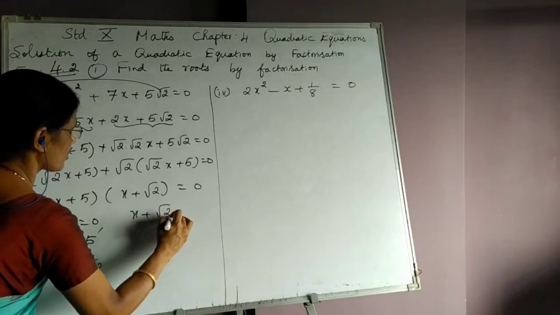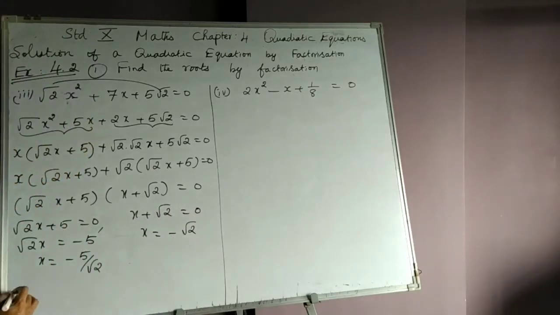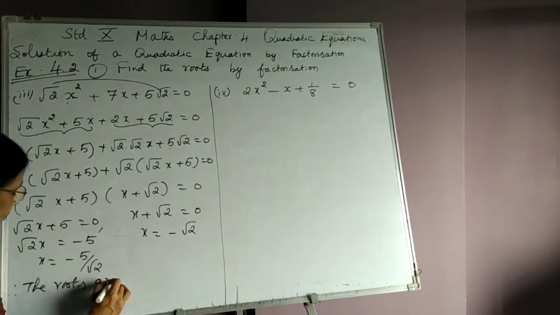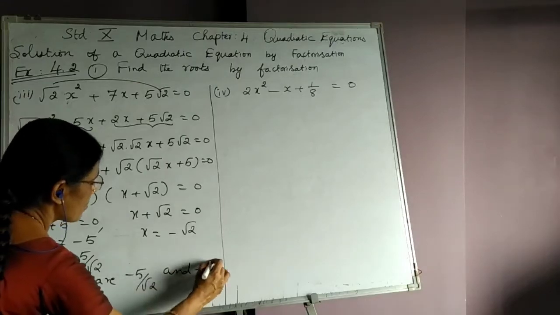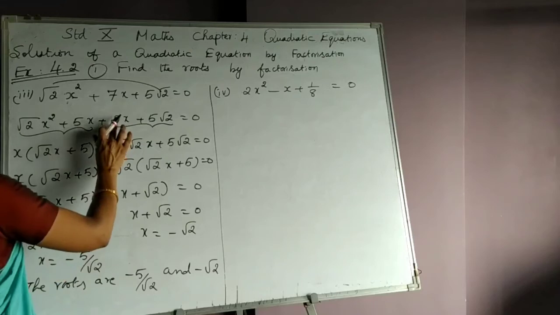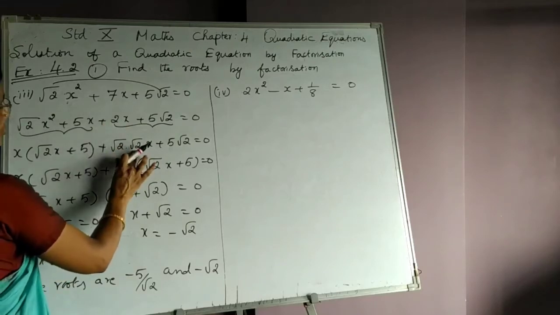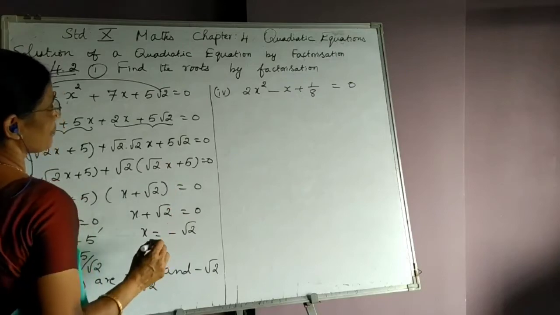Similarly, x plus root 2 equal to 0. x is equal to minus root 2. Therefore, the roots are minus 5 upon root 2 and minus root 2. Hope you understood. This 2 is split as root 2 into root 2 in order to make the brackets identical.